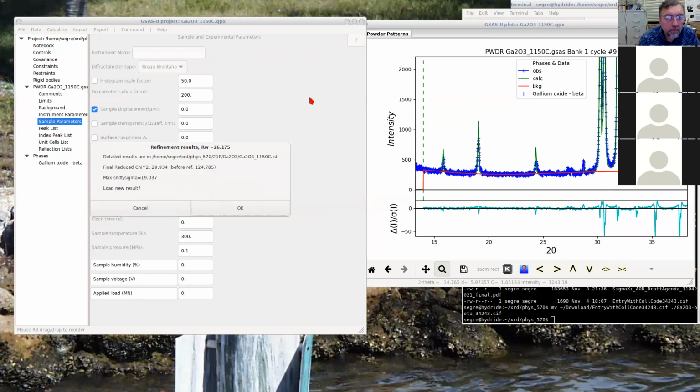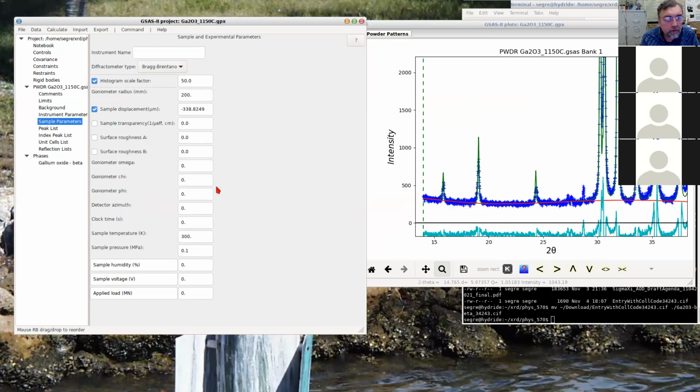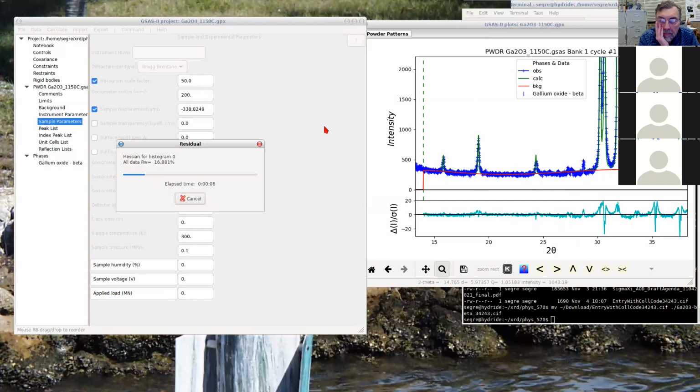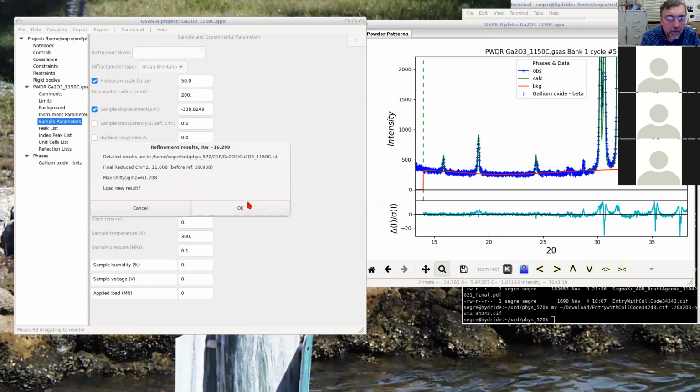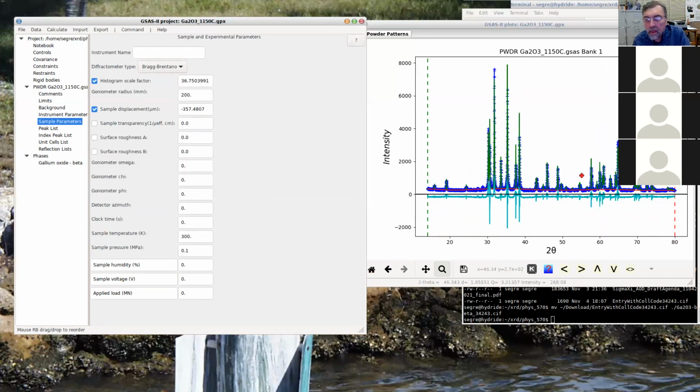It's continuing to get better. And now I can allow my histogram scale factor to change. And this should lock in right away. So we're getting about 16.2, which is not great. We should be able to do better than that on this machine. Now, clearly, there's some additional peaks here. There's some impurities that we're not taking into account.